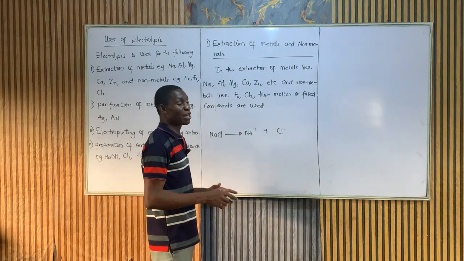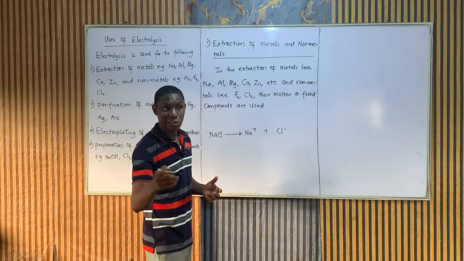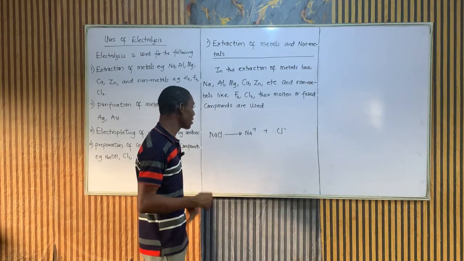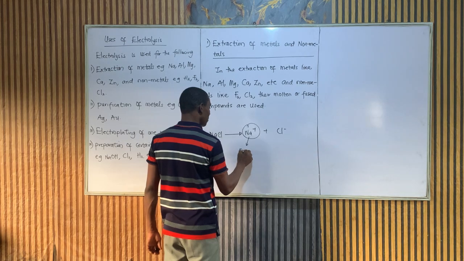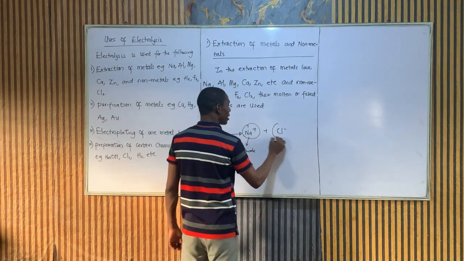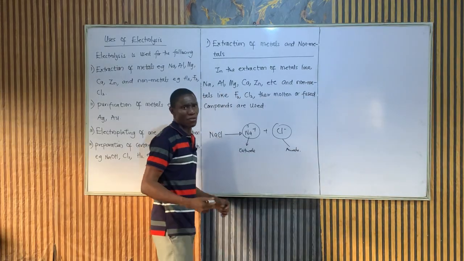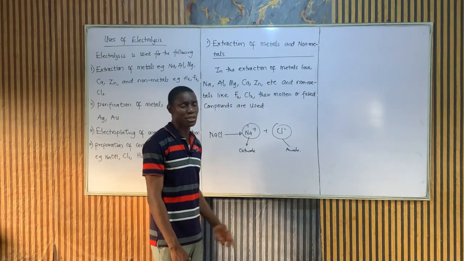So once you are using a molten compound, I mean not concentrated sodium chloride or dilute, all of those are aqueous. You are not using aqueous, you are using molten compound. Obviously, only sodium migrates to the cathode now, and only chlorine migrates to the anode. Obviously, it's not competing with anyone. It will be discharged, and chlorine is not competing with anyone.